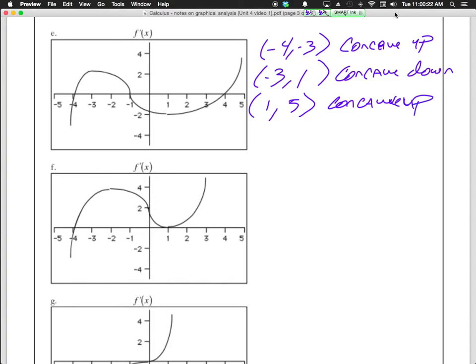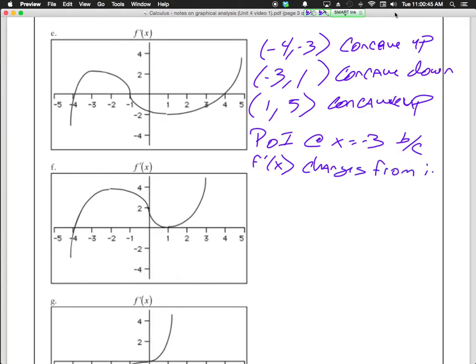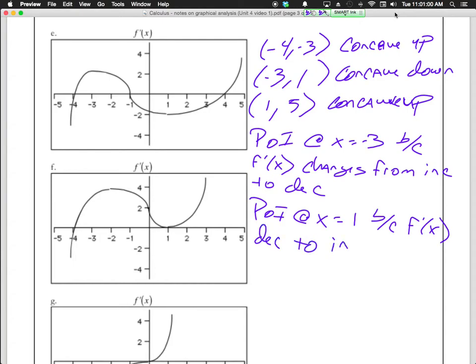Very good. Okay, what about POIs? At -3 and 1. So POI at x equals -3 because f prime of x changes from increasing to decreasing. Don't say goes, say changes. Very good. At x equals 1 because f prime of x changes from increasing to decreasing. Very nice. Questions on that one?